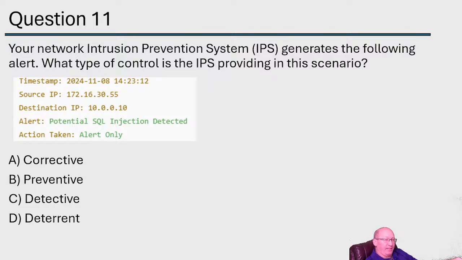Well, if you said B, preventive control, you'd be incorrect. And I know some of you are slamming your fists against the desk right now going, what? How is an IPS not a preventive control? Well, if it does its job, it is. But in this case, it's not. It's not doing its job because the action taken was alert only. And since it is alert only, it's doing that of an IDS, not an IPS. That makes it a detective control.